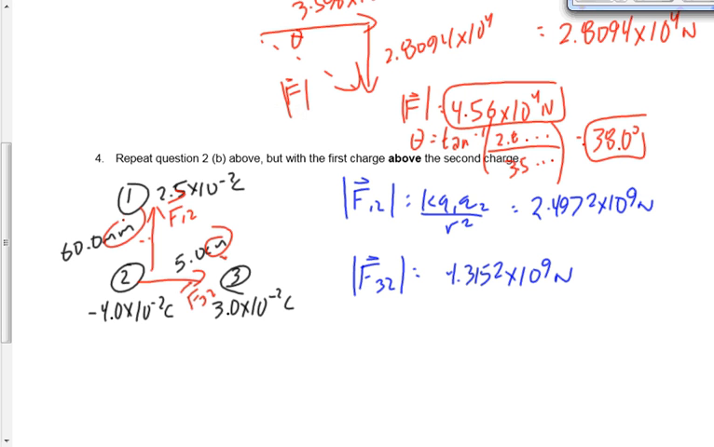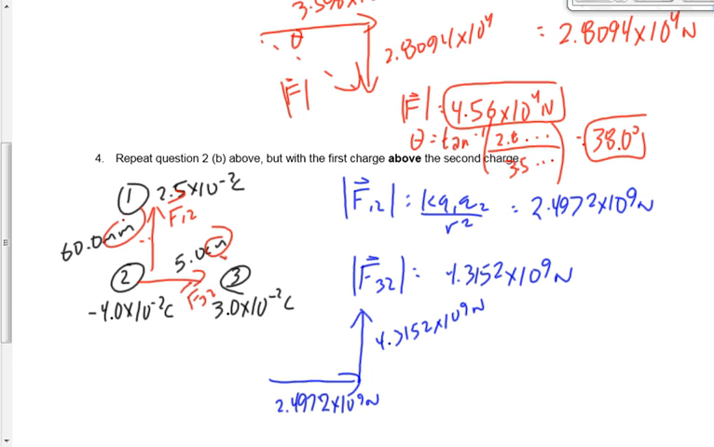And finally, Andy, what am I going to do to add these numbers together? Yeah, we'll do the Pythagorean theorem, but in order to do that, we need a right-angled triangle. So let's draw that right-angled triangle. We have a force this way, we have a force this way. The first one is 2.4972 times 10 to the 9 newtons, and then the second one is 4.3152 times 10 to the 9 newtons.